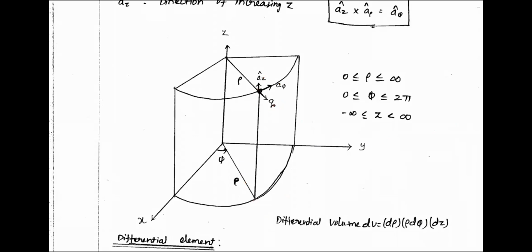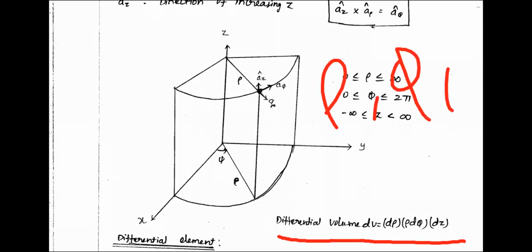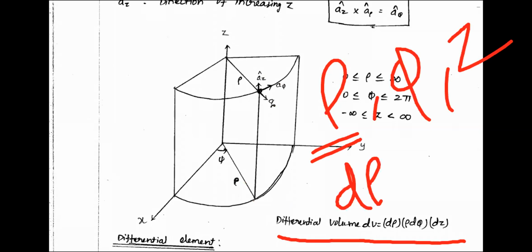Next, what is the differential volume? Volume means a change in the parameter. We have three parameters: rho, phi, z. Once we change rho, that is d rho. Once we change phi, this is not simply d phi, you will get rho d phi.